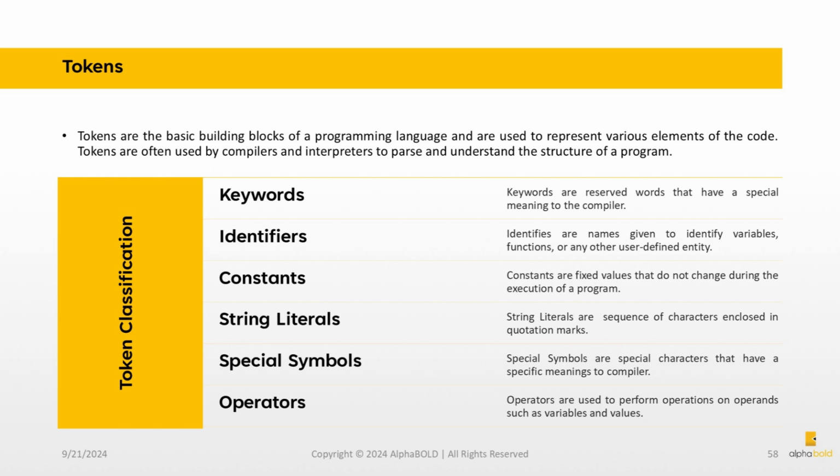String literals. String literals are a sequence of characters enclosed in quotation marks. Special symbols. Special symbols are special characters that have specific meanings to the compiler. Operators. Operators are used to perform operations on operands, such as variables and values.